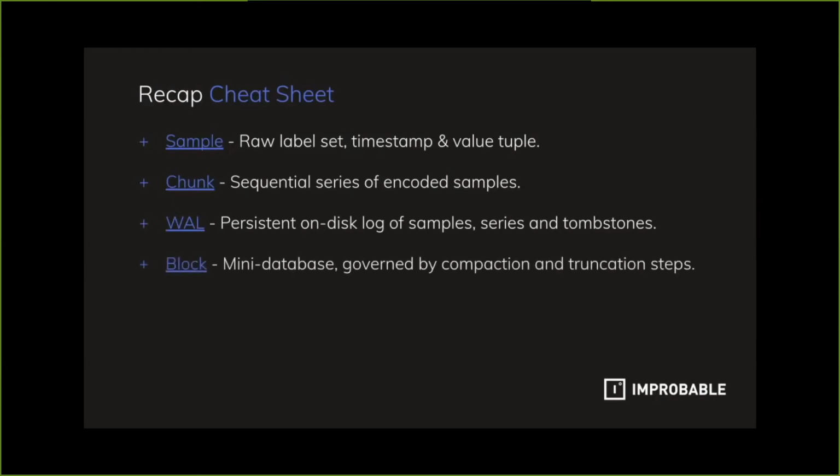A block is like a mini database that contains the chunks of samples and the data structures needed to query that data. A block's lifecycle is managed by the compaction and truncation steps. Finally, an index is a per block object that tells us which chunks contain the data we care about.